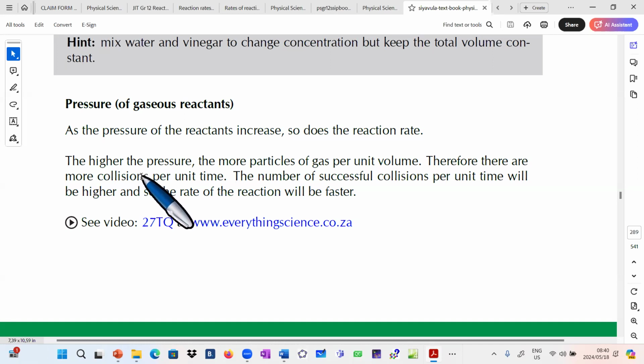Let's continue. The higher the pressure, the more particles of gas per unit volume. Therefore, there are more collisions per unit time. The number of successful collisions per unit time will be higher, and so the rate of the reaction will be much, much faster. So we continue.